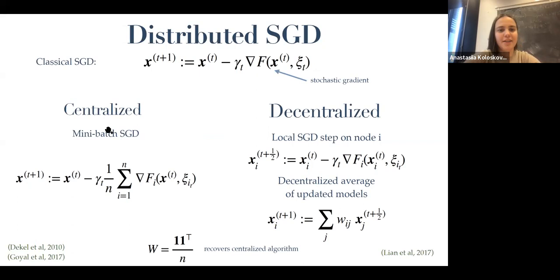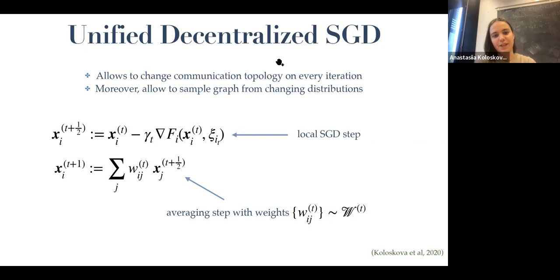Now you saw that these centralized and decentralized algorithms are quite similar. Okay, and what we propose is a unified framework for these distributed algorithms, and let's call it unified decentralized SGD. This unified framework is actually very similar to a standard decentralized algorithm. As you can see, first every node locally performs stochastic gradient descent updates, very similar to before. And next, they also perform decentralized averaging.